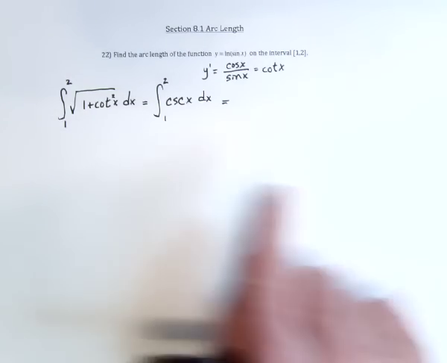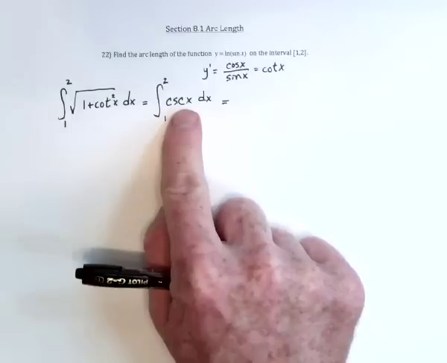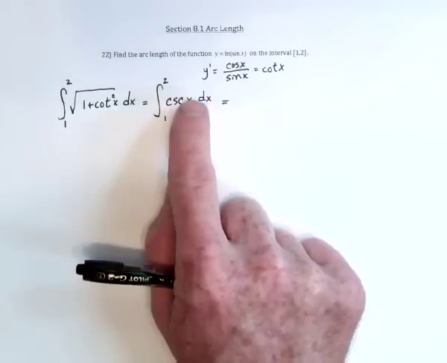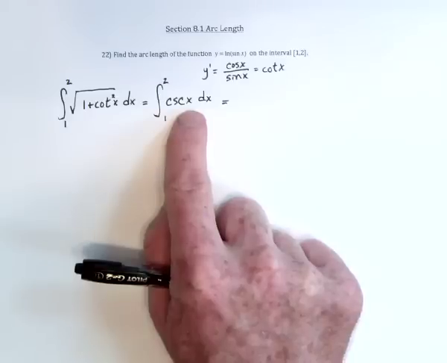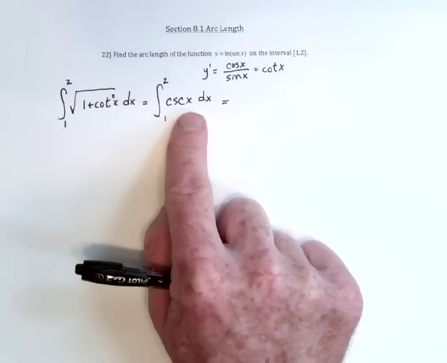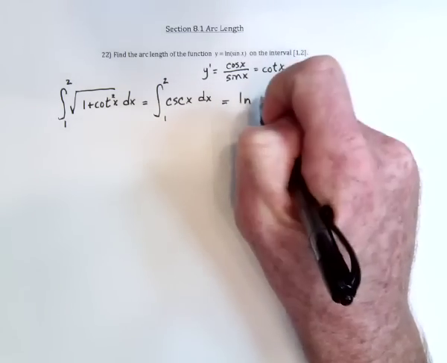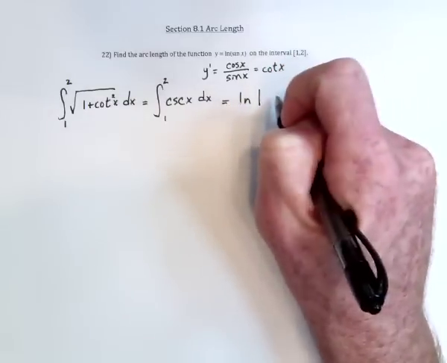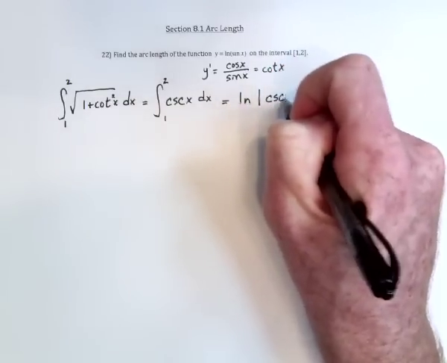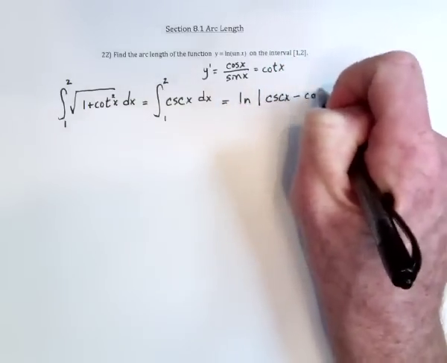Now, if you've never integrated cosecant before, it is a little bit tricky. What you've got to do is make this a fraction, cosecant of x over 1, and then multiply the top and the bottom of the fraction by cosecant of x minus cotangent of x. You then do some simplifying, and eventually you'll get that the integral of cosecant is the natural log of cosecant of x minus cotangent of x.